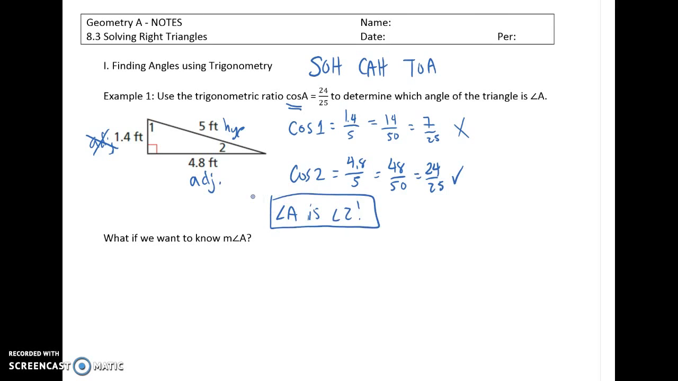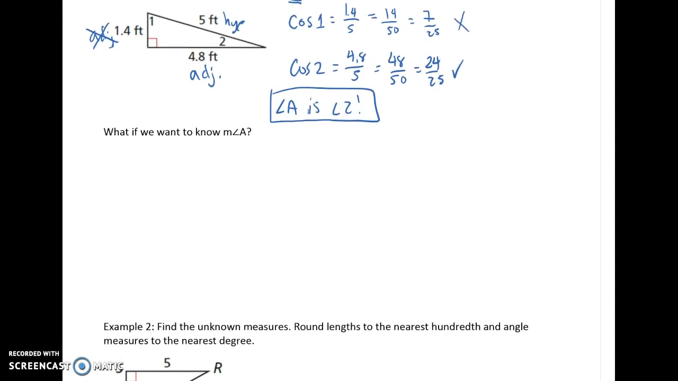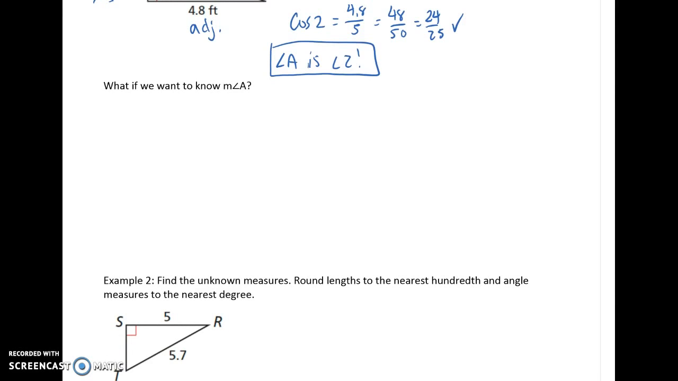So you can see how we can use the ratios to determine angles in a triangle. But what if I wanted to know the measure of angle A? I know angle A is angle 2, but what is that in degrees? Well, what we want to do is use what we call the inverse of sine, cosine, and tangent to figure out those numbers. So let's go ahead and jot this down.